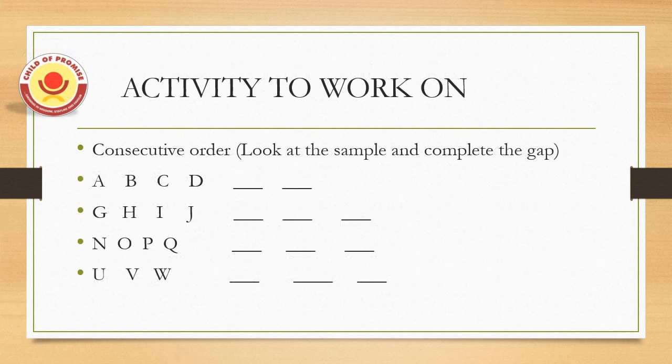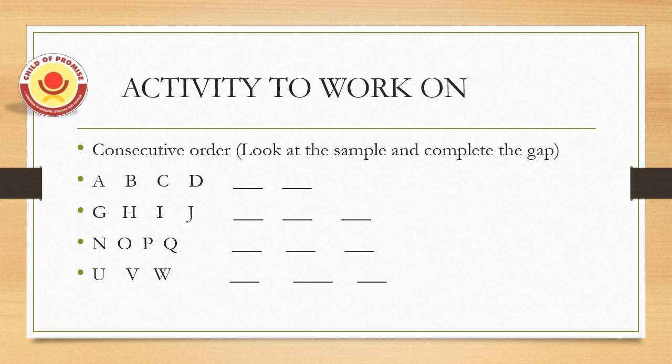Okay, so let's work on this activity in front of us. You see the consecutive order? We have A, B, C, D, and then we have some gaps there, just two gaps. What do you think should fill it in? Remember, consecutive order works with the normal order. There's no skipping, there's no reversed version, just the normal ascending order. So we have A, B, C, D, and now I know you've gotten it. The letters that should fill the gaps are E and F. So we have A, B, C, D, E, F.